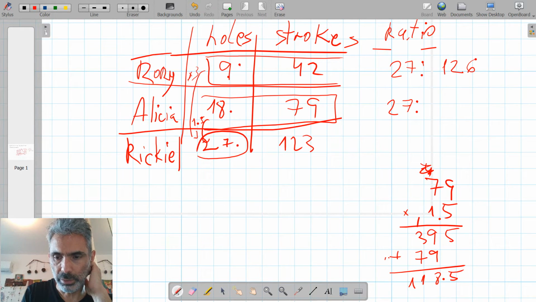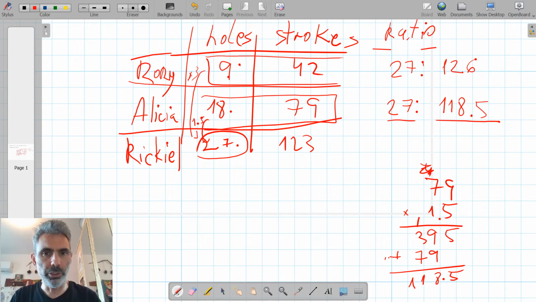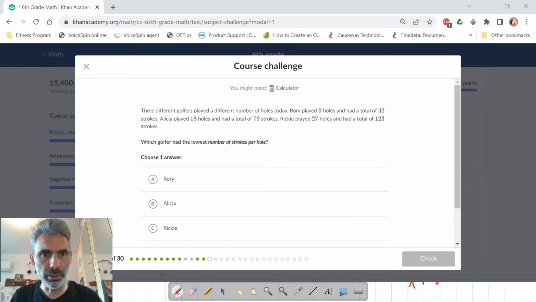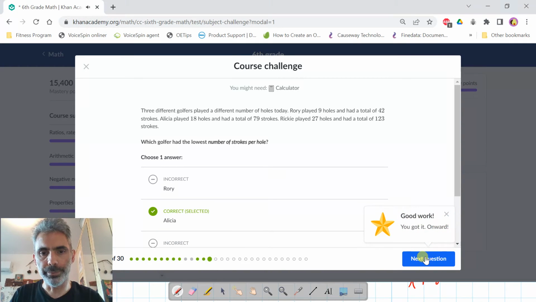So Alicia's ratio is 27 to 118.5, which is the best ratio. She has the lowest number of strokes per hole. So Alicia is the right answer. Let's see if we are correct. Yes, good. Next question.